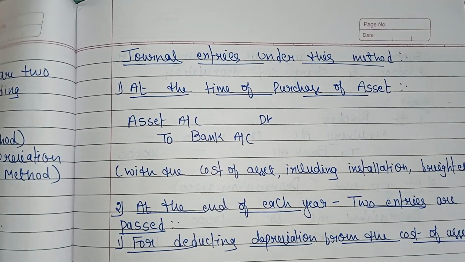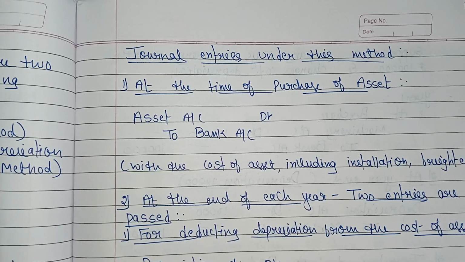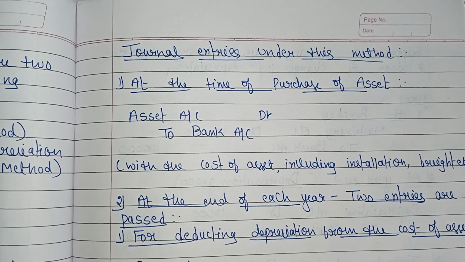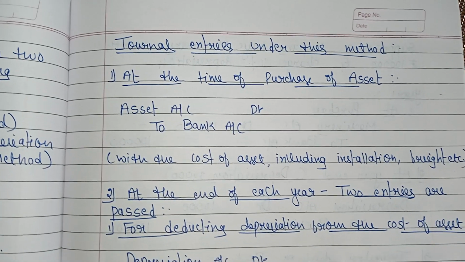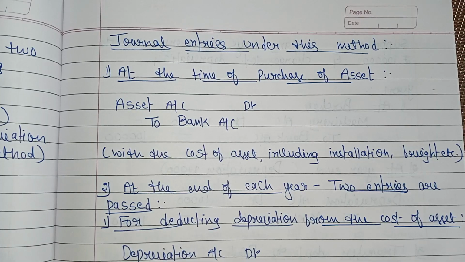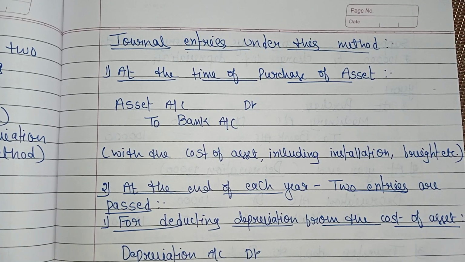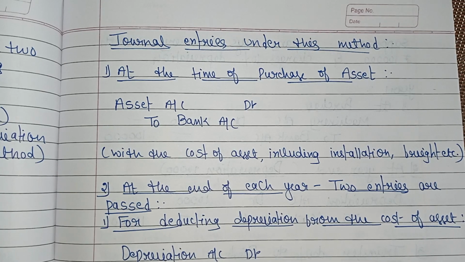At the time of purchase of the asset, we know the journal entry is asset account debit to bank account. This includes the cost of the asset including installation, freight, etc. And second, at the end of each year, two entries are passed. The first is for deducting depreciation from the cost of the asset. That is depreciation account debit to asset account.